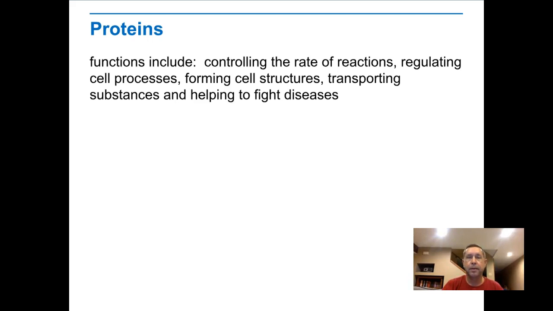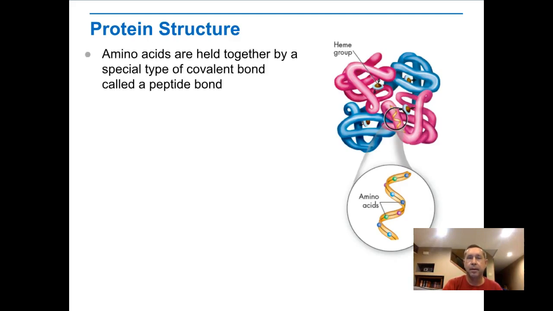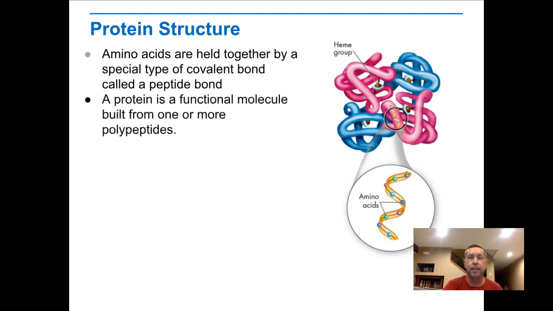The functions of proteins include controlling the rate of reactions in terms of enzymes, regulating cell processes, forming cell structures, transporting substances, and helping to fight diseases. Like I said, they're held together by a special type of covalent bond called a peptide bond. A protein is a functional molecule built from 1 or more polypeptide chains.